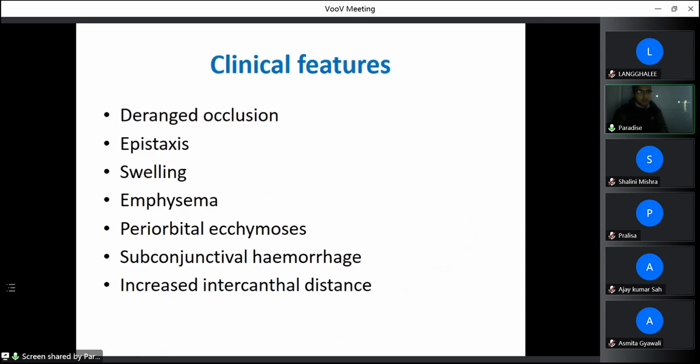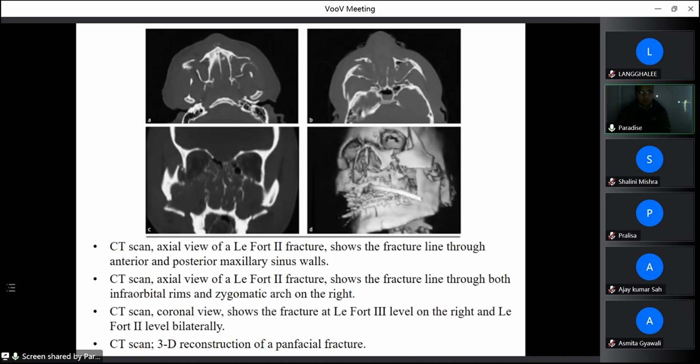Clinical features: there will be deranged occlusion, epistaxis, nasal bleeding, swelling in the midface, and there may be emphysema. Emphysema is the collection of air within the tissue. There will be periorbital ecchymosis, subconjunctival hemorrhage, and increased intercanthal distance. These are the features of Le Fort 3 fracture.